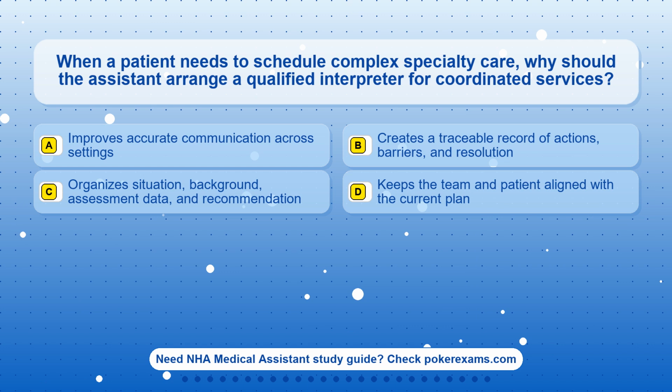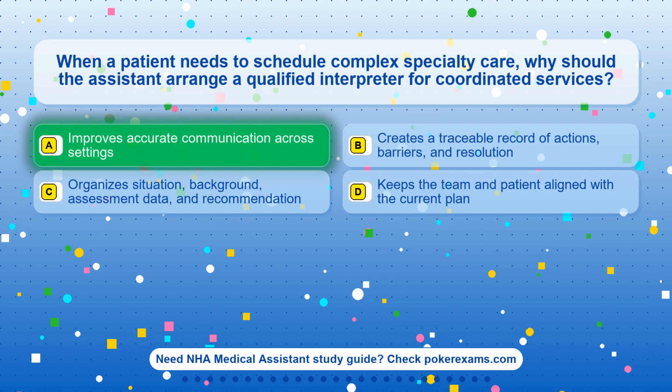Question 21. When a patient needs to schedule complex specialty care, why should the assistant arrange a qualified interpreter for coordinated services? Option A. Improves accurate communication across settings. Option B. Creates a traceable record of actions, barriers, and resolution. Option C. Organizes situation, background, assessment data, and recommendation. Option D. Keeps the team and patient aligned with the current plan.